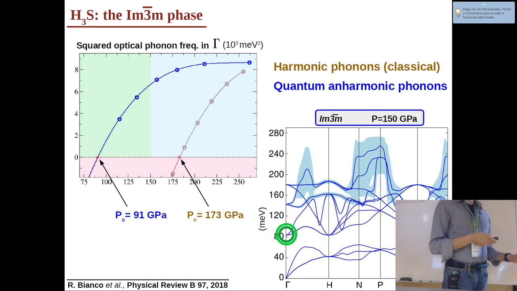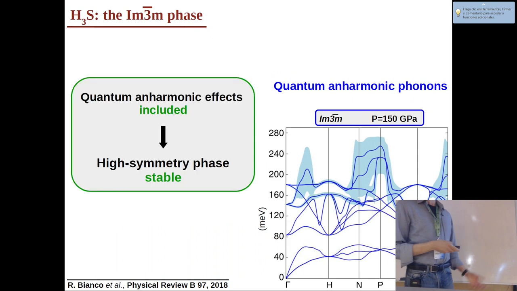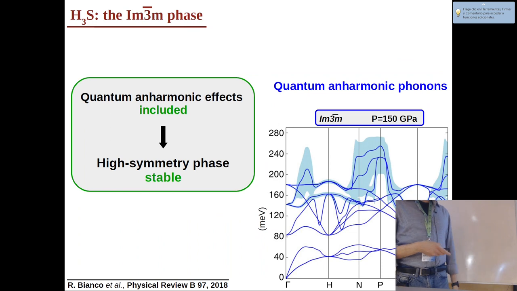Now, what we have seen so far doesn't show you how to compute this object. What we have done so far is just taking a matrix and diagonalizing it, so we have just the lines, just the phonon frequencies. So where does this line width come from?